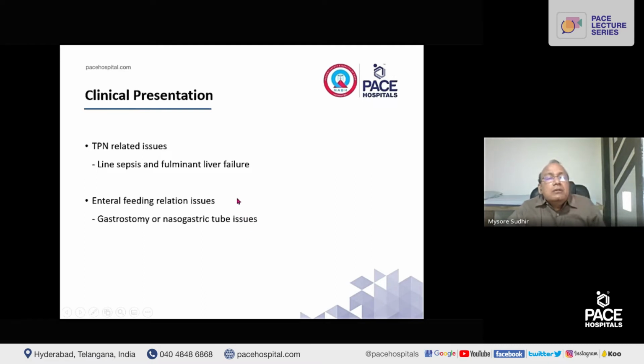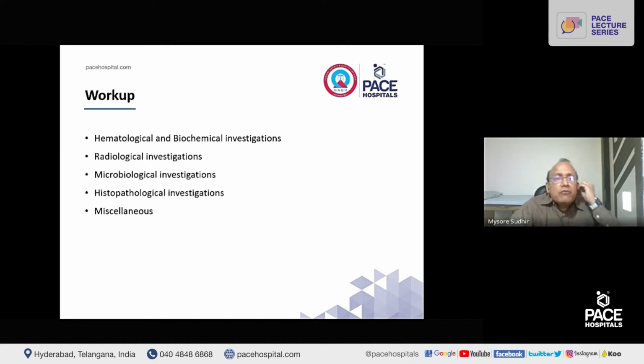Then we come to the symptoms occurring because of TPN-related issues like line sepsis and fulminant hepatic failure. And enteral feeding-related issues like gastrostomy or nasogastric tube issues. Because there will be displacement, there will be removal, there will be infection, there'll be all these factors, but the local issues are there. How do you work up a case of short bowel syndrome?